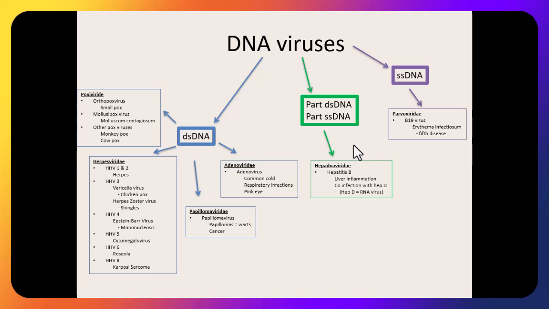Now, again, all of these viruses have DNA as their genetic material. Did everyone get one? They all have DNA as their genetic material. Our first group, the thing they share in common is they all have double-stranded DNA. We're going to talk about one group that has part double-stranded, part single-stranded during its replication, and then one virus that has single-stranded DNA, which is much more unique. Most DNA is double-stranded.